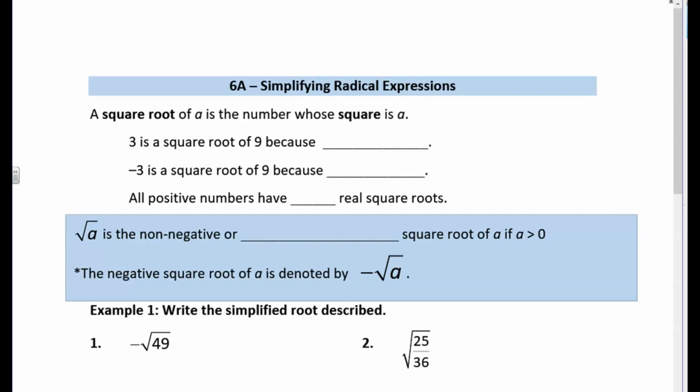Hello, welcome to lesson 6A on simplifying radical expressions. You guys are already familiar with this. A square root of a is the number whose square is a.